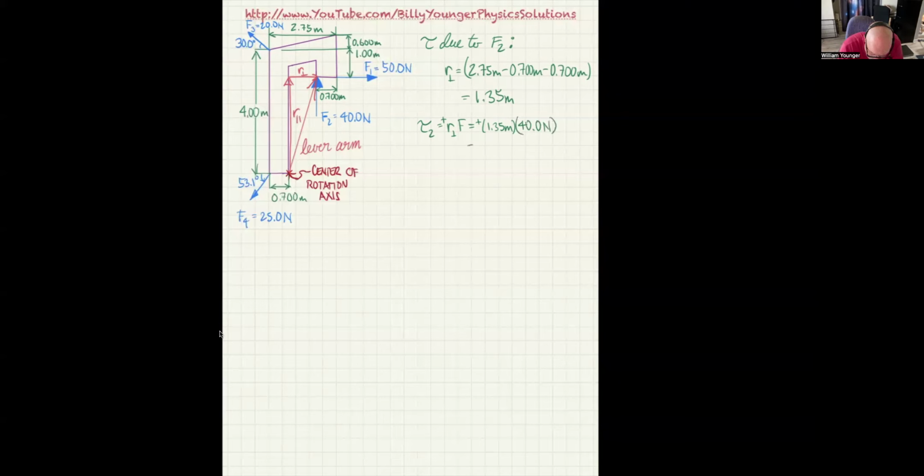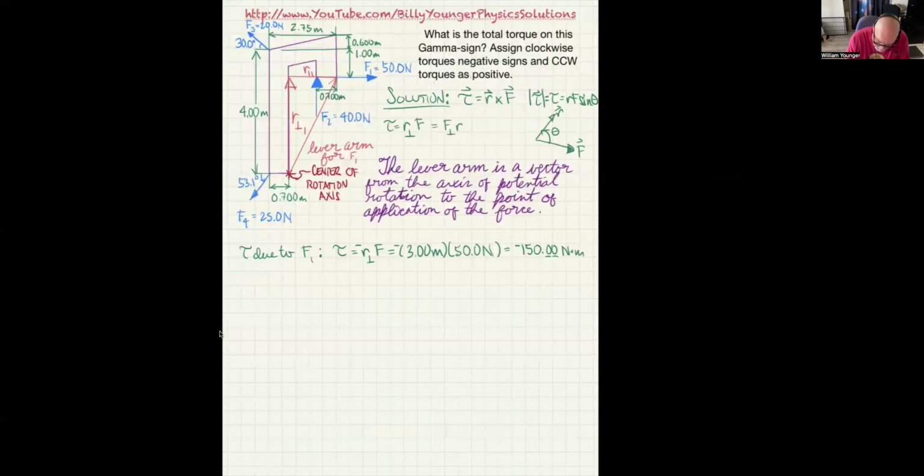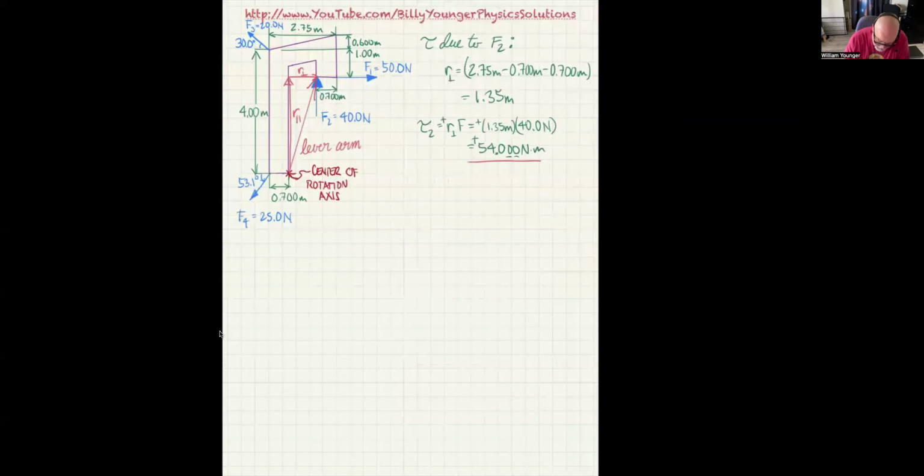So now you've seen how we can use R perpendicular times F. And in this case, we're going to multiply 1.35 times 40. And of course, that gives us 3 sig figs. And it turns out to be positive 54.000 Newton meters for that torque. So I'll underline that one. I'm going to go back and underline the other one too, so it'll be easy for me to find.